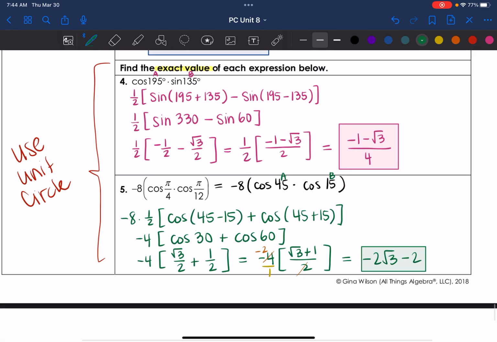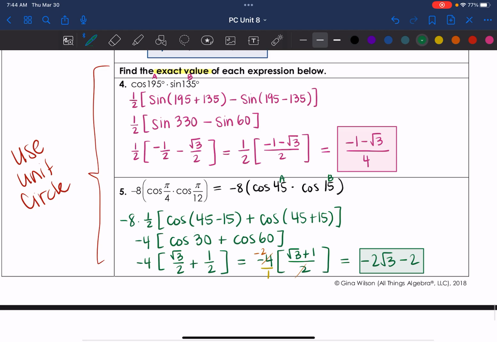Okay, and so those bottom two, we're finding exact values. If you really want to check your answer, you can type into your calculator this here. And then in your calculator, type in this, and these should be the same decimal. Same thing with that first one. This and this should be the same decimal when you type them in.